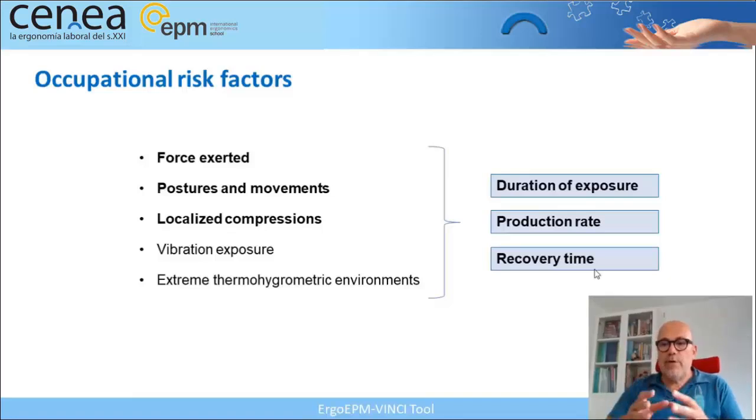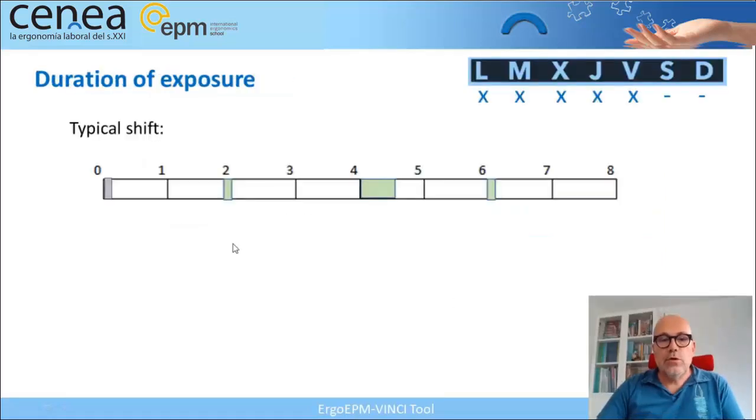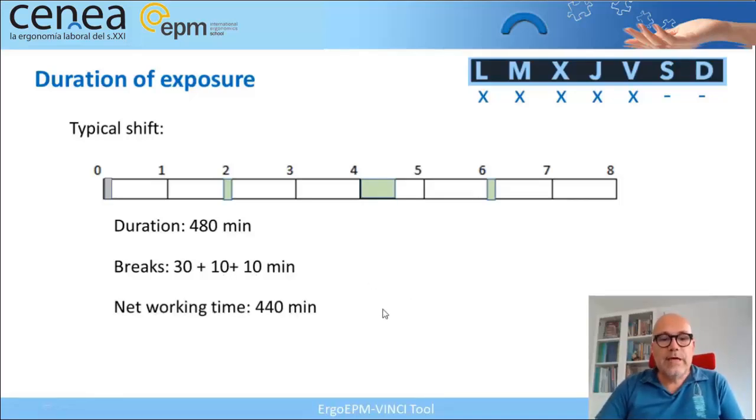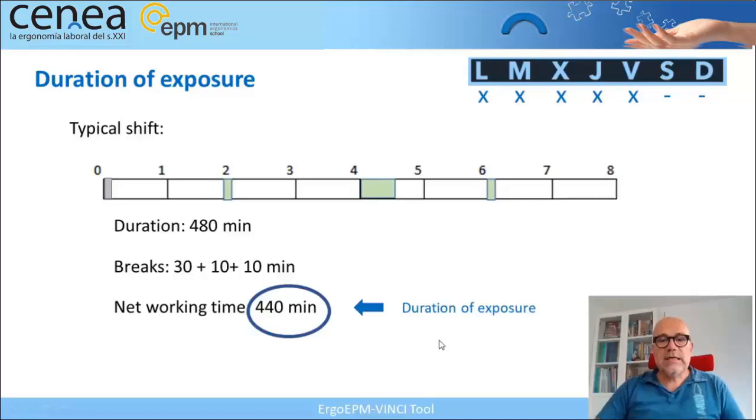I want to present a small example to understand the importance of these organizational factors. Let's look at a typical work shift. 8 hours of work, therefore 480 minutes. Within these 480 minutes we have 30 minutes dedicated to feeding, a lunch break, plus 2 additional breaks of 10 minutes each. Therefore, net working time is 440 minutes. That is the duration of the exposure.